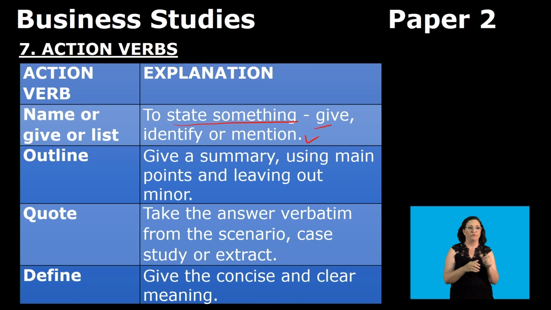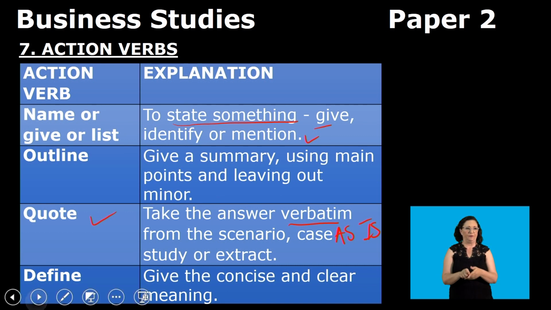When they say outline, you give a summary using main points and leaving out minor ones. When they say quote, which normally happens in scenario-based questions, you're going to take the answer verbatim from the scenario, case study, or extract. What does this mean? You take it word for word as is. You don't leave out anything. You take it directly. When they say define, you give the concise and clear meaning.